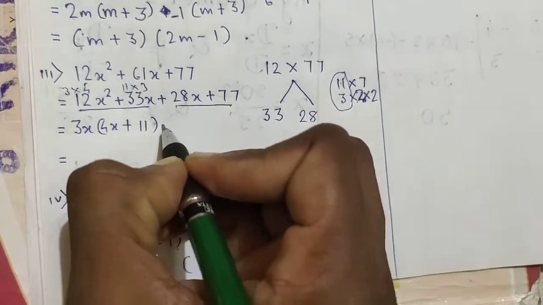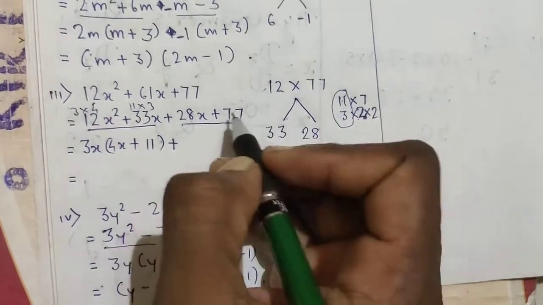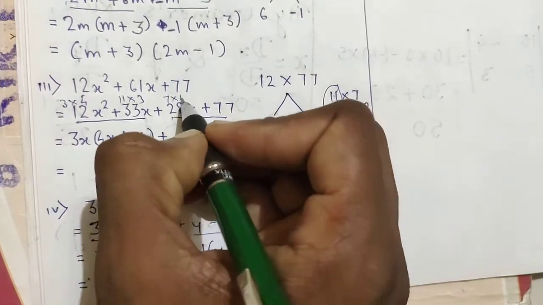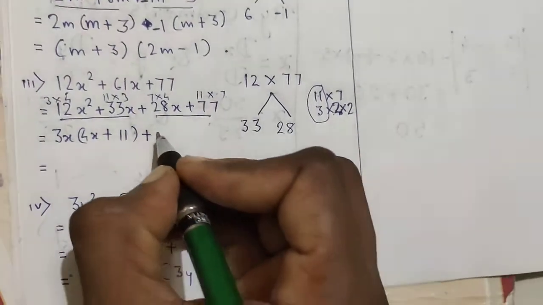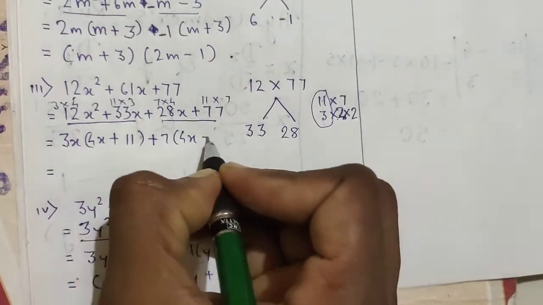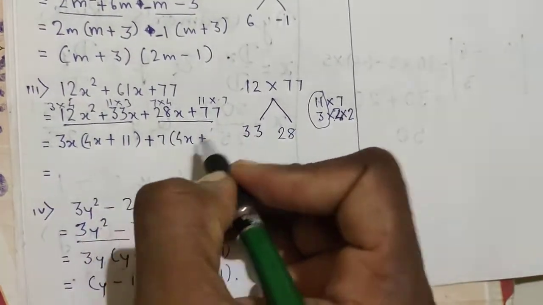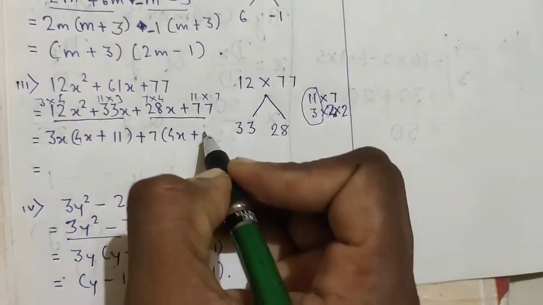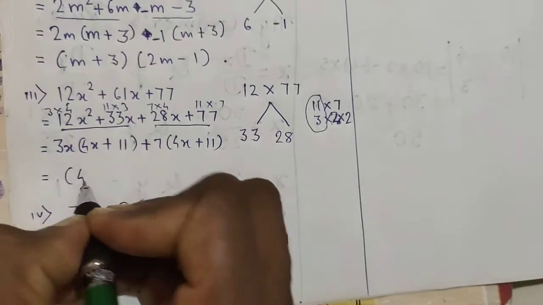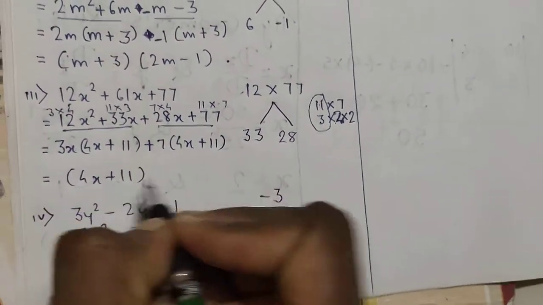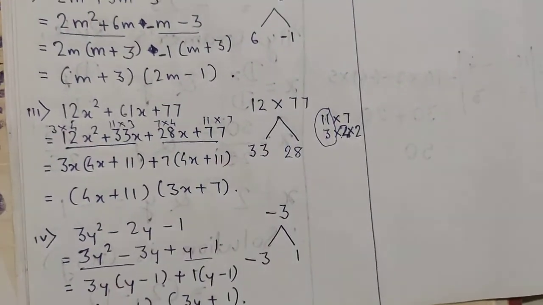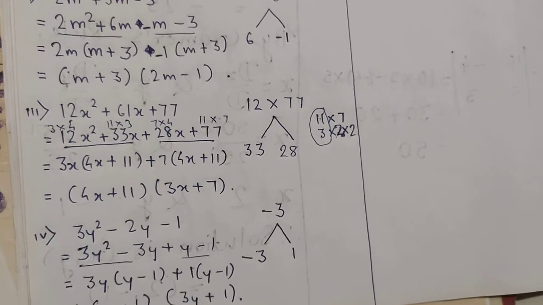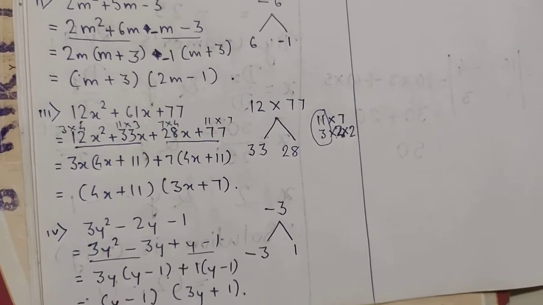So plus 11. Now you can see 28 is basically 7 into 4 and 77 is basically 11 into 7. So 7 is common. So whatever is remaining you are going to write. 4x is remaining, so 7 is taken common. So here 11 is remaining. So (4x plus 11) in one bracket, (3x plus 7) in another bracket. Okay, so in this way we have solved this third question.